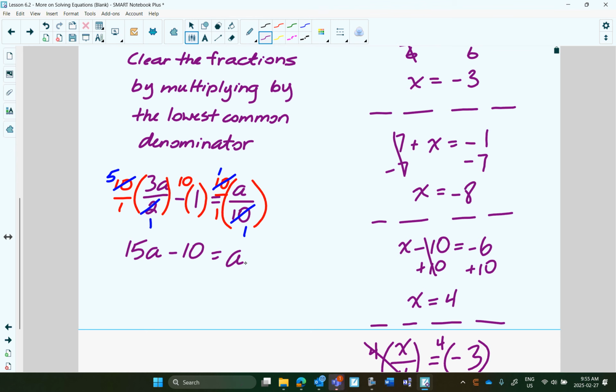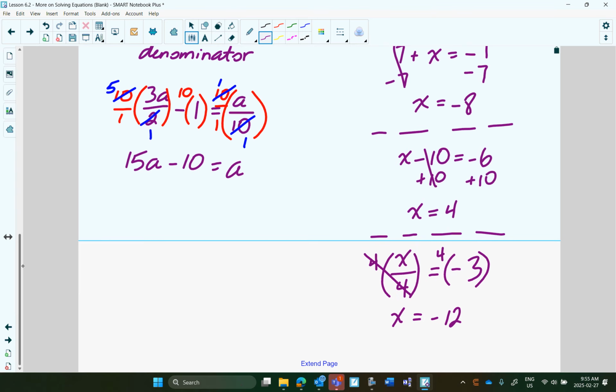Notice the fractions are gone, and now it looks like a question we did yesterday, where we've got variables on both sides. Remember, when we have variables on both sides, we've got to bring them over to one side, right? Usually we take the one on the right and bring it over here. How do I get rid of a? Subtract a, which means I have to subtract the 15a by a. So I'm left with 15a minus 1a, which is 14a.